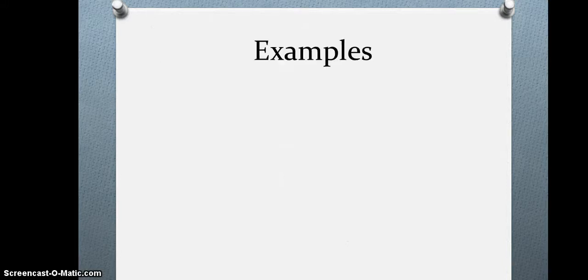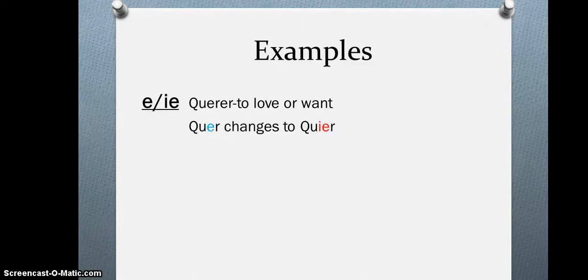All right, let's see what's coming next. Some examples, and this will help you. Okay, so my first example is for an E to IE verb. Querer is a model verb for that. It means to love or to want. What I did is I give you your original stem, quer, once you take the ER off. And we're going to take that blue E out, and we're going to change it and put in the IE. So instead of quer as your stem, you now have quier.